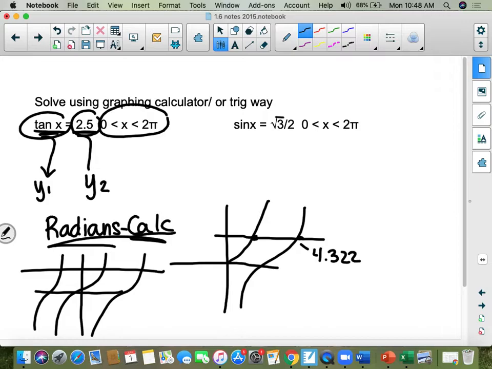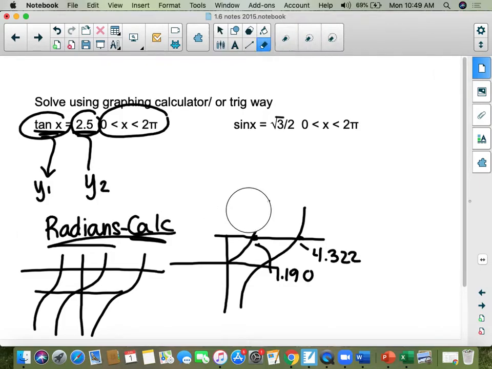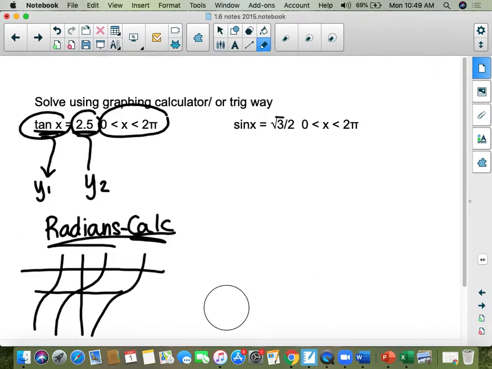I'm going to hit it again, second calculate, and I'm going to hit intersect again, and I'm going to arrow over to my other graph by just using my arrow buttons, and then hit enter, enter, enter, and now it's highlighted over here, and I'm getting 1.190. So those are my 2 answers where the tangent of 1.190 and the tangent of 4.332 equals 2.5.